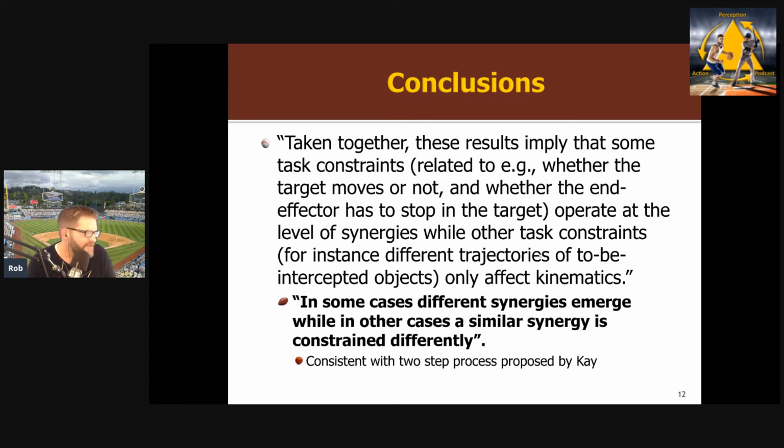And I really love this quote. In some cases, different synergies emerge, while in other cases, a similar synergy is constrained differently, right? So these task constraints can operate either at the coordination level or at the control level. And this is, as I said, very consistent with the 2-step process proposed by Kay.